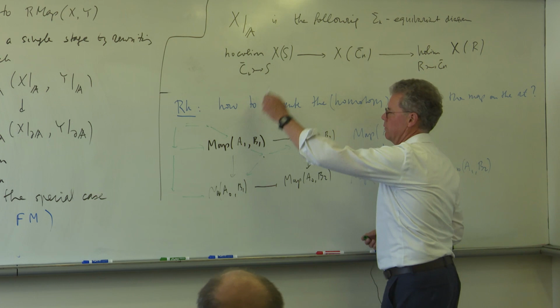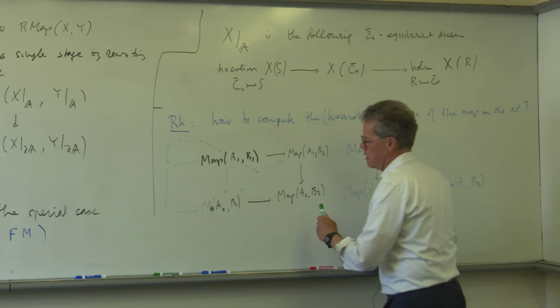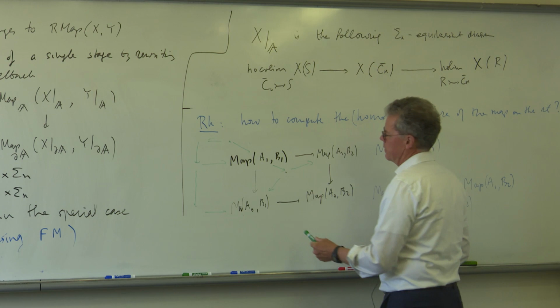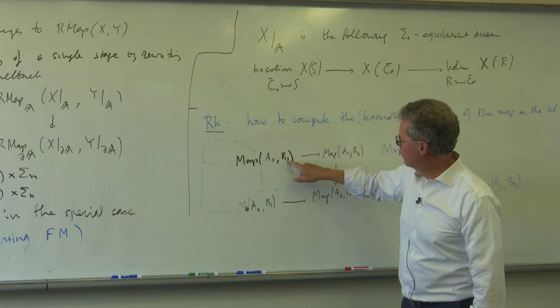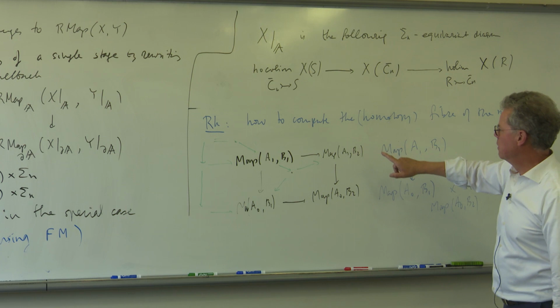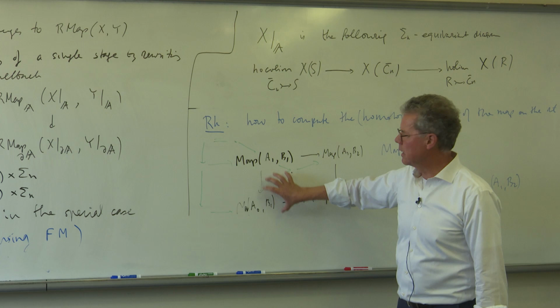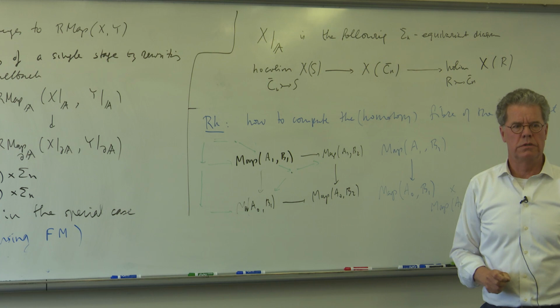So to understand the commutativity, I should have written it on top, I believe. If you know the connectivity of B1, and you know how A1 is obtained from A0, then you can say something about the connectivity of this map, and here too. And that's exactly what we're going to use in the special case.